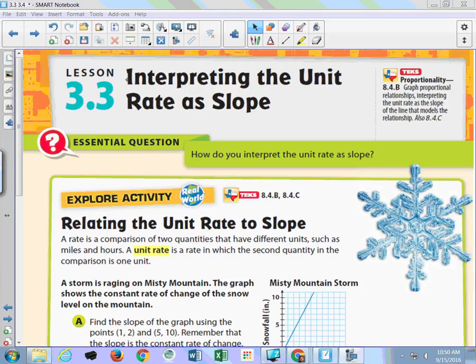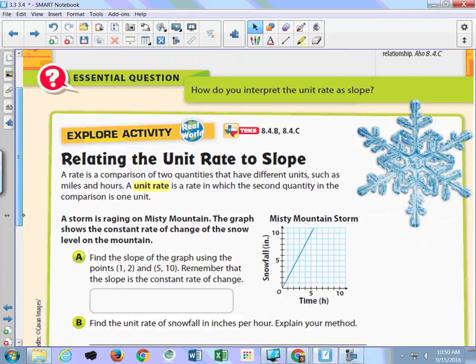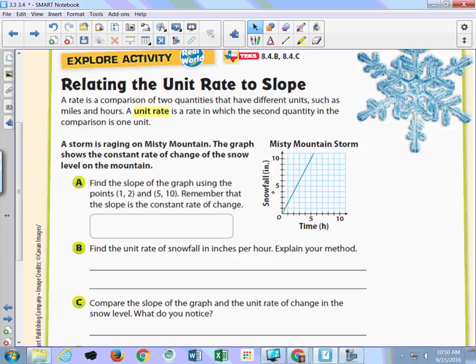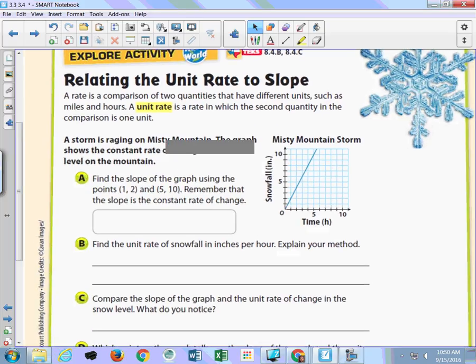So, a rate is a comparison of two quantities that have different units, such as miles an hour. A unit rate is a rate in which the second quantity in the comparison is 1 unit. So if I took hours and inches and made them 1 unit, it would be inches per hour. You always do the y to the x.